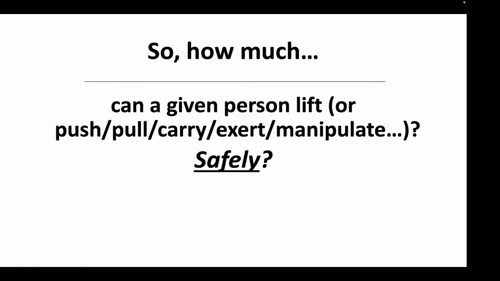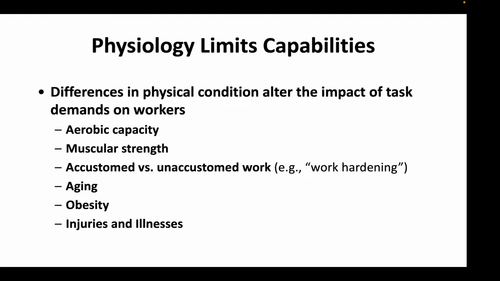The elephant in the room is that we have physiological limits on our capabilities. We have differences in physical condition among workers. And even within workers, people go in and out of being in their best shape. For example, aerobic capacity and muscular strength vary among people, but also even within people, whether we're accustomed or unaccustomed to work, the concept of work hardening. We are an increasingly aging and obese workforce. And one of the best predictors of low back pain is previous low back pain. The gift that keeps on giving is back pain. So injury and illness status can also affect these things.